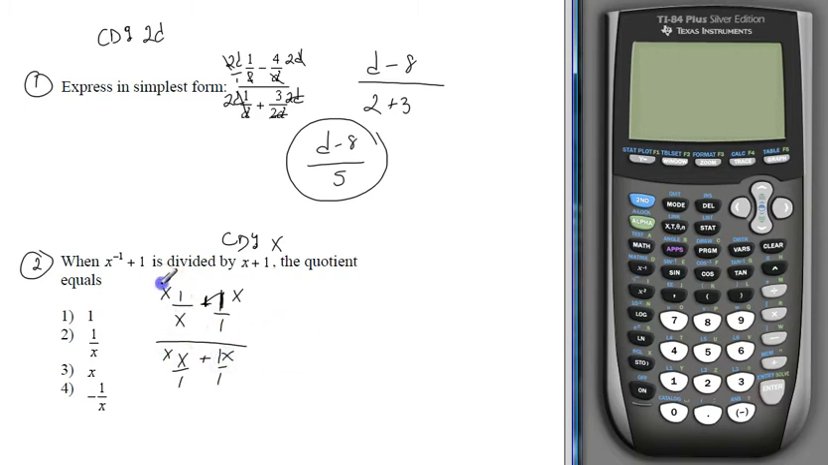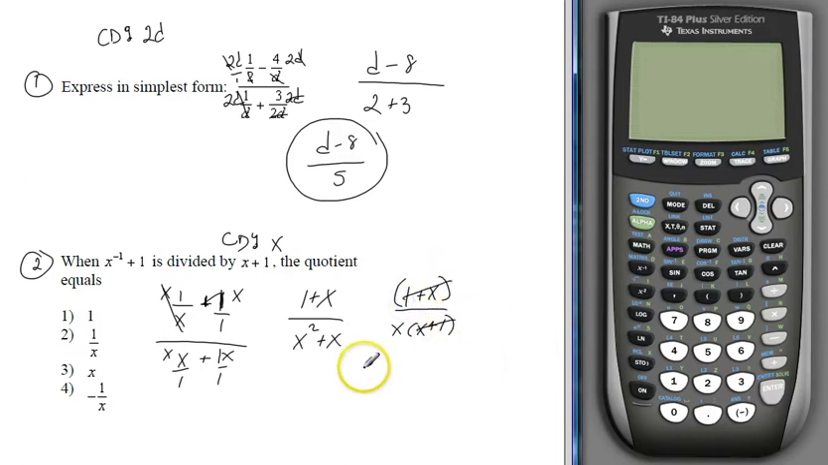Cancel if I can cancel. X cancels, so it's 1 plus x over x squared plus x. And then I have to simplify: factor, cancel, clean up. So 1 plus x, and take x out of the bottom. I get x plus 1. And since these are positive and backwards, they're the same.